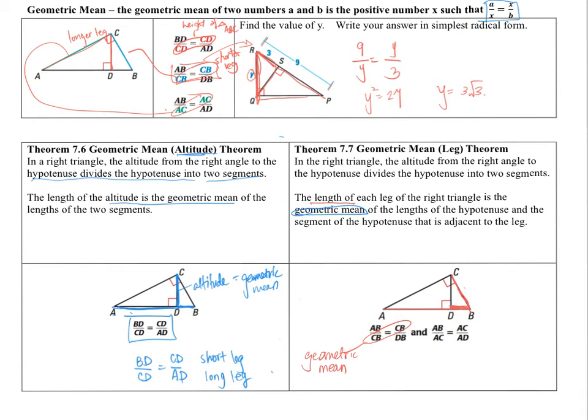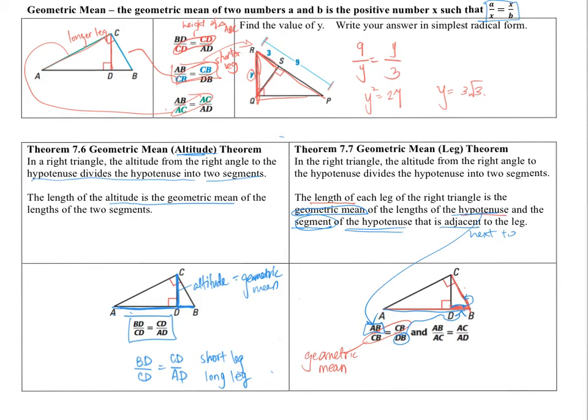And then it's the geometric mean of the length of the hypotenuse AB, which refers to this one, and the segment of the hypotenuse that is adjacent, which means next to the leg. So this part is a segment of the hypotenuse AB, and it's next to the leg CB, which is your geometric mean. So that's why we have this one here.